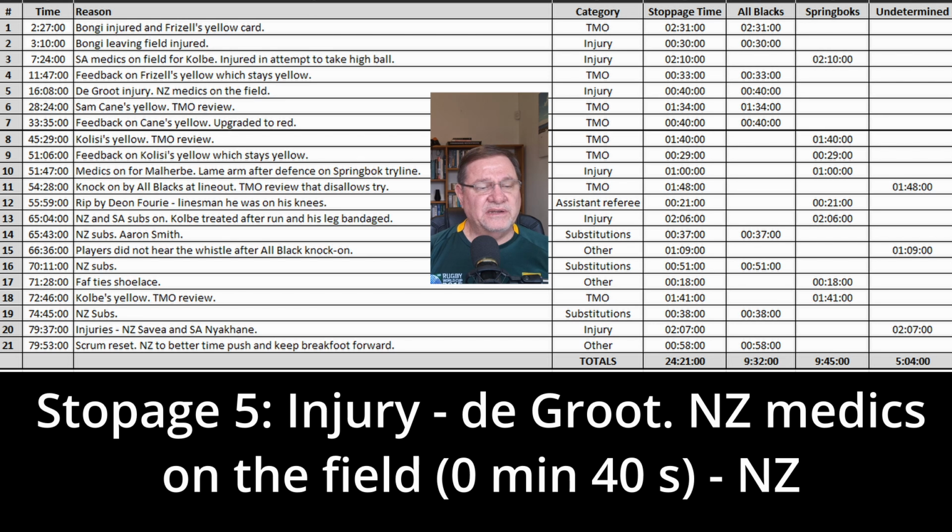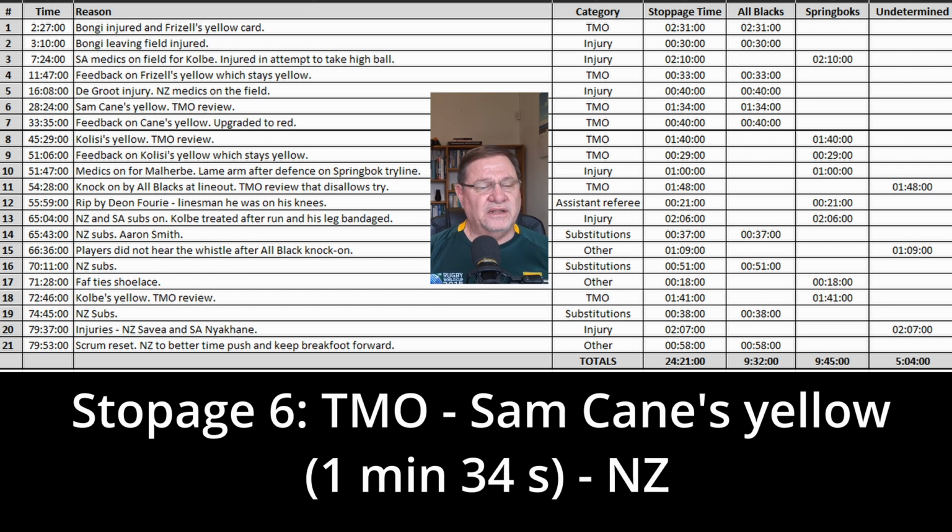In the 16th minute and 8 seconds, there was Codie Taylor's injury. The New Zealand medics were on the field. The category for the stoppage is injury. The total stoppage time was 40 seconds, and I allocated the 40 seconds to the All Blacks, given that it was one of their players that was injured and caused the stoppage. In the 28th minute and 24 seconds, there was Sam Cane's yellow card and the TMO review. The whole review took 1 minute 34 seconds, so the category I've allocated is TMO review, and the 1 minute 34 seconds are allocated to the All Blacks, given that it was foul play by the captain.